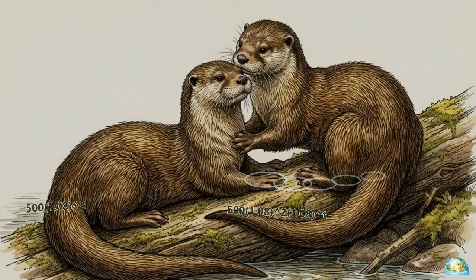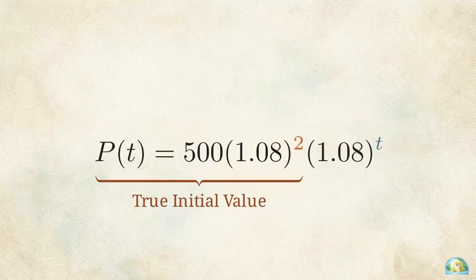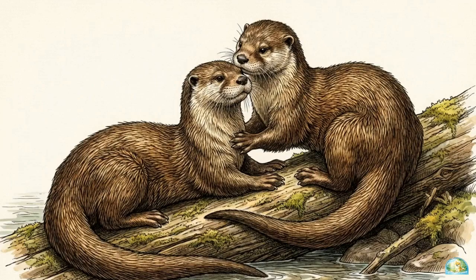Now we just group the constants together. We multiply our original 500 by the new 1.08 squared. This gives us an equivalent form, 500 times 1.08 squared times 1.08 to the power of t. The math hasn't changed, but rewriting it removes the time shift. Now we can clearly see the true baseline and how the population scales.